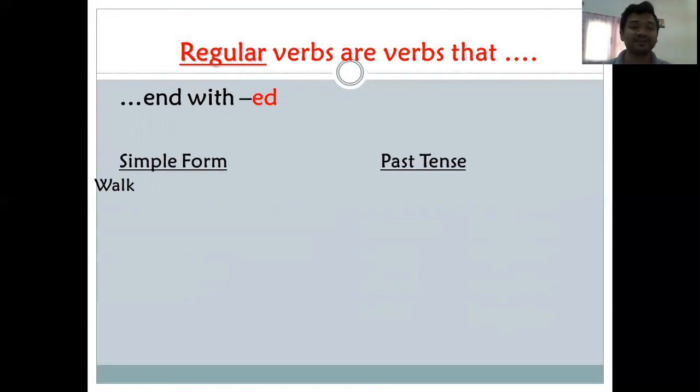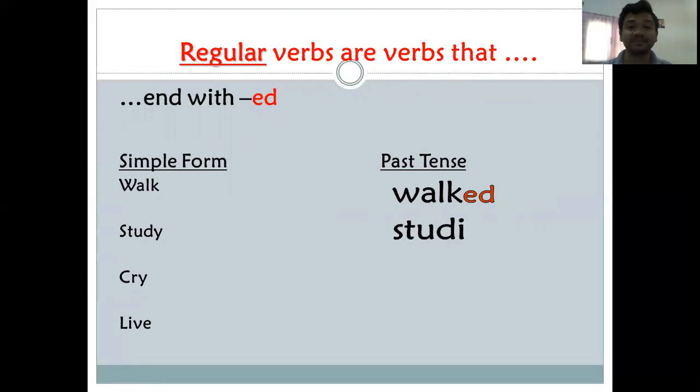Another example: walk, study, cry, live. So for walk, look at this example. Walk, we have to add ed. So that's how it becomes regular. We just have to add d or ed.